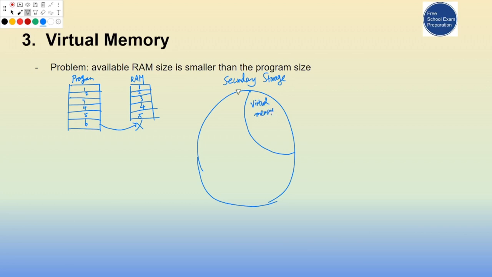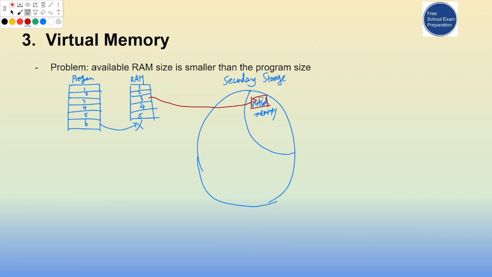Okay? So in this situation, let's say, for example, pages 1, 2, 3, 4, 5 have been loaded, right? So page 6 needs to be loaded to RAM in order to be executed. So then RAM here will have one page which is not being used at this moment. Let's say page 3 will not be used. So page 3 will be loaded out into this virtual memory.